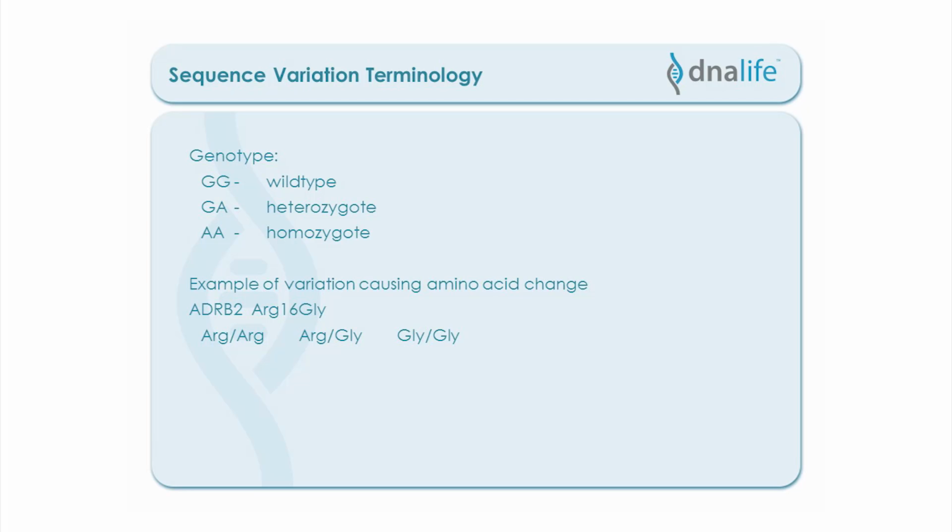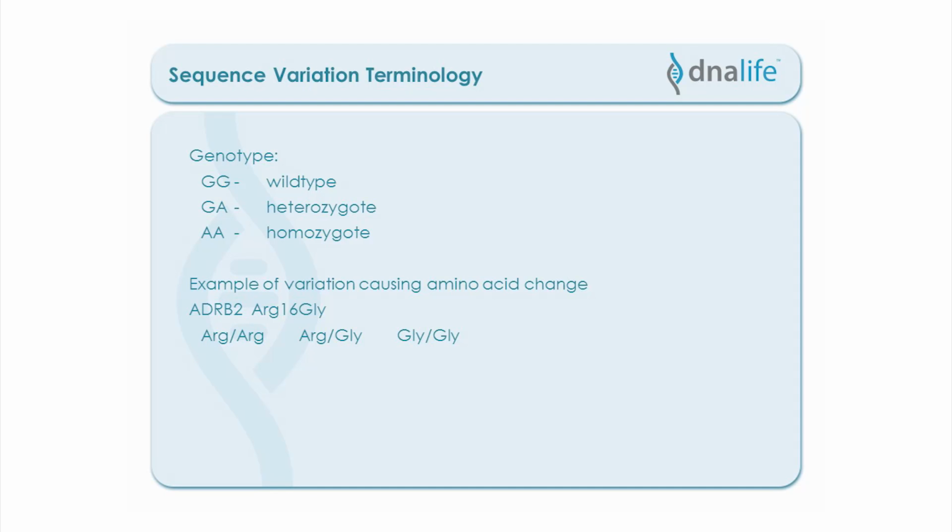If it was for the amino acid equivalent, and this time we're looking at the ADRB2 gene, instead of writing the G's and the A's for the nucleotides, we now write the abbreviations for the amino acids. So in the ADRB2 example, we're looking at an Arg16Gly, which means at position 16, at amino acid number 16 in the protein, we're changing from arginine to glycine as a result of a nucleotide change. And in this case, it would be written as Arg-Arg, Arg-Gly, which would be your heterozygote, or Gly-Gly, which would be your homozygote.